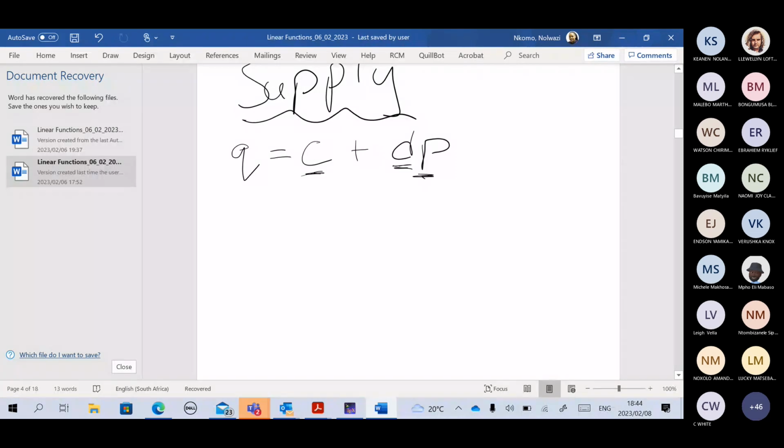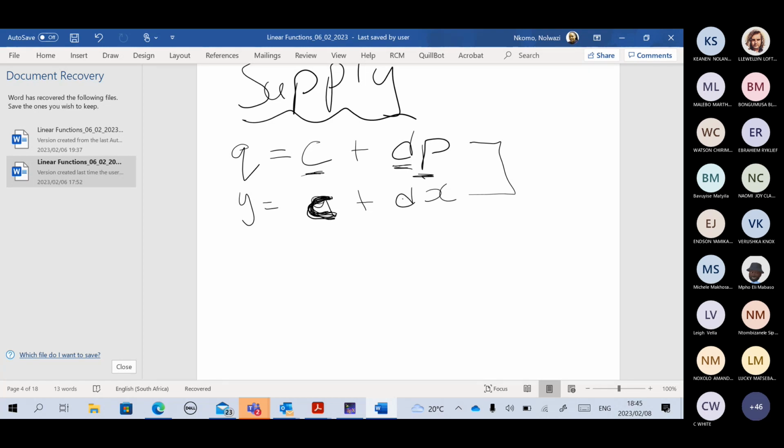If you are given a function like this, you first need to compare it to the linear function, which is, let's say, y is equal to a plus, okay, let me write c and d dx. If we compare these two, you'll see that the vertical intercept will be represented by c.